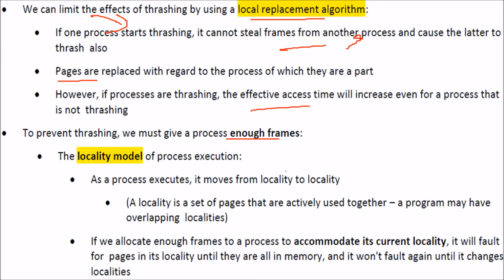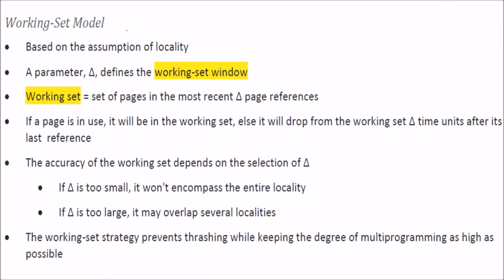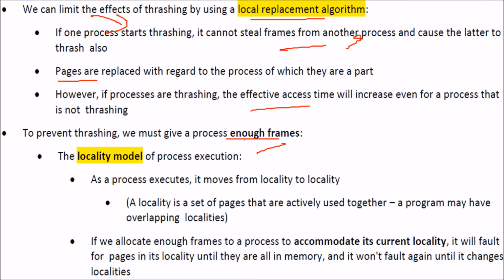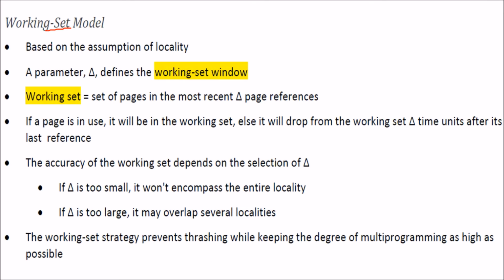So again, if you allow more frames, then there will be certain complications. We can use the working set model. What this working set model shows is, as we just saw, the page which is being used, or which was just used, will be used again, and the pages which are nearby will also be used. This is an idea of locality. So the working set model is based on the assumption of locality.